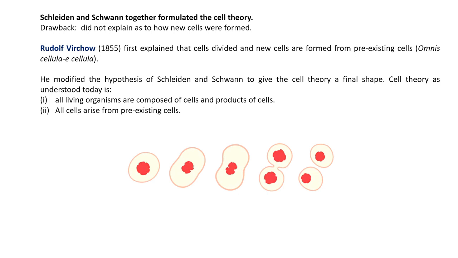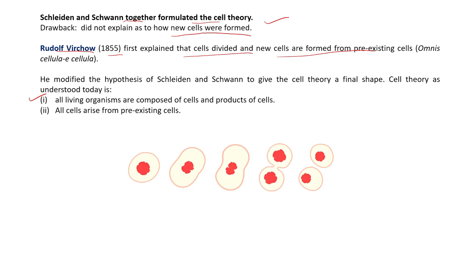Schleiden and Schwann together formulated the cell theory, but this theory had a drawback because it did not explain how new cells were formed. So Rudolf Virchow in 1855 explained that cells divide and new cells are formed from pre-existing cells, meaning some pre-existing cells further divide to give new cells. He modified the theory of Schleiden and Schwann and composed a new theory.